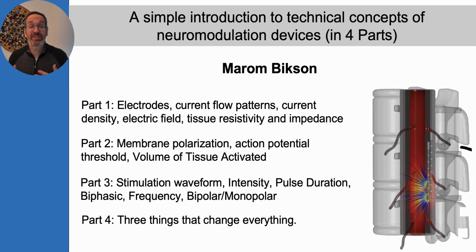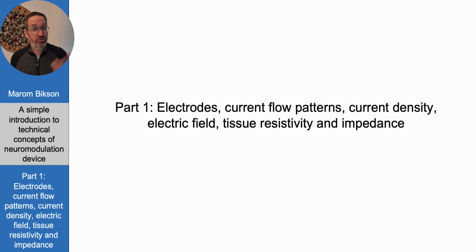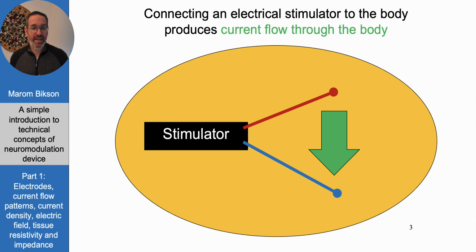My goal in this four-part lecture is to provide a simple, not too technical introduction to the technical concepts underlying neuromodulation devices, really to give people of diverse backgrounds an appreciation for the kind of terminology that gets thrown around in neuromodulation technology, things like electrodes and pulse width, and so on. And so I will be explaining this terminology and its significance in as simple a way as I can, starting with part one: electrodes, current flow density, electric field, tissue resistivity, and impedance.